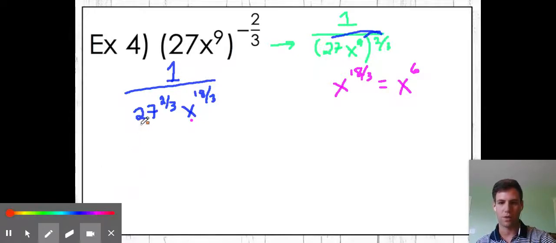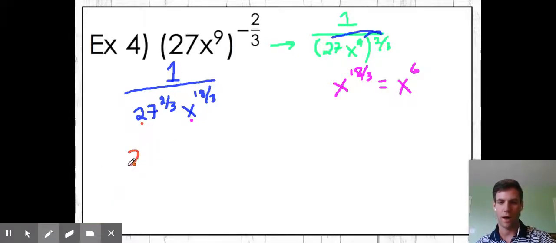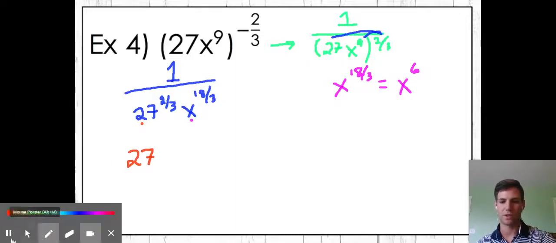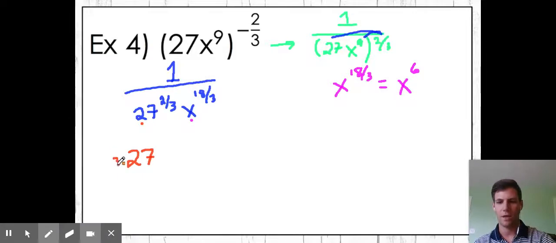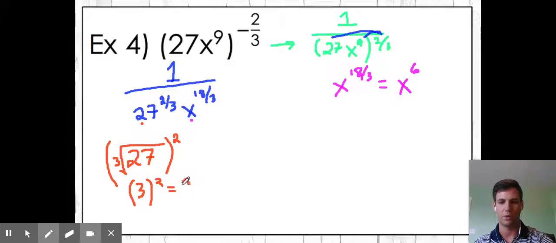Now with the number part, I have 27, and I know I'm doing the cube root of it, and I'm going to be doing it squared. Now if I'm doing 27, I know that the cube root of 27 is going to equal 3. So I'm going to put that squared on the outside. So I'm really going to end up with 3 squared being equal to that, which we know equals 9. And that means that my two parts of my answer are 9 and x to the 6th.